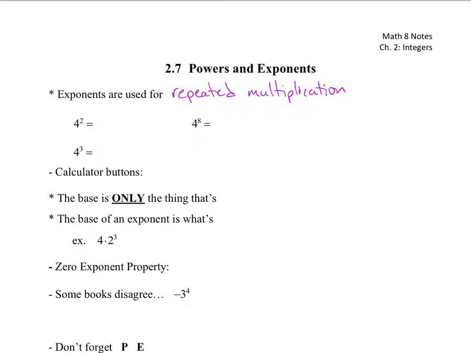So when you have a large 4, that's your base, and then you have an exponent of 2, it is the same as 4 times 4. So 4 to the third would be 4 times 4 times 4. 4 to the 8th is 4 times 4 times 4 times 4 times 4 times 4 times 4 times 4. I think that's 8 of them. A lot easier to write 4 to the 8th than 4 times 4 times 4 times 4 times 4 times 4 times 4 times 4.